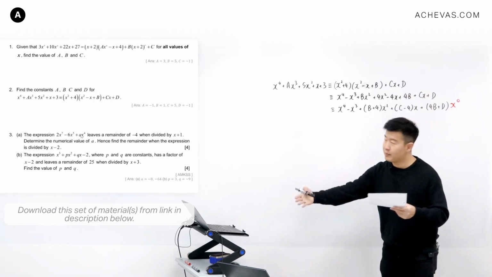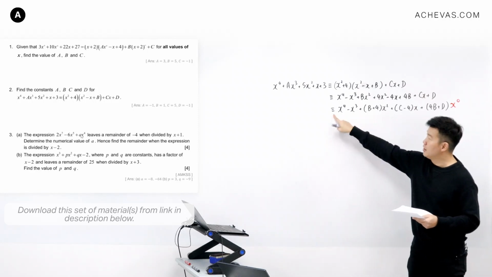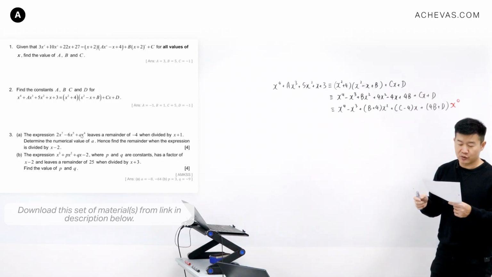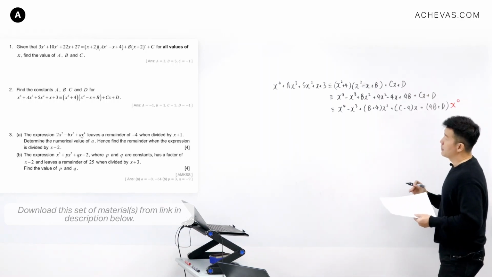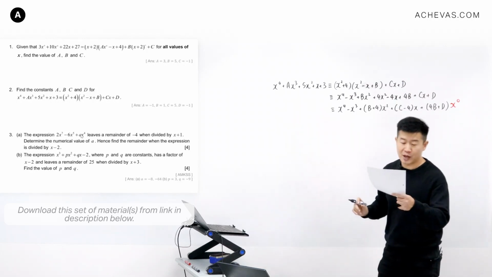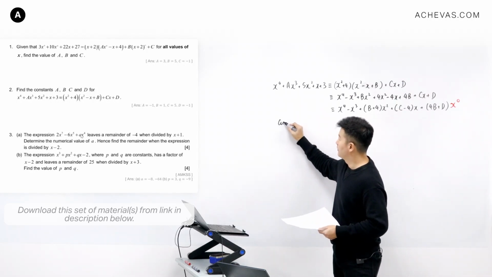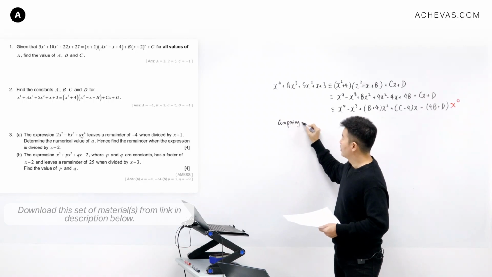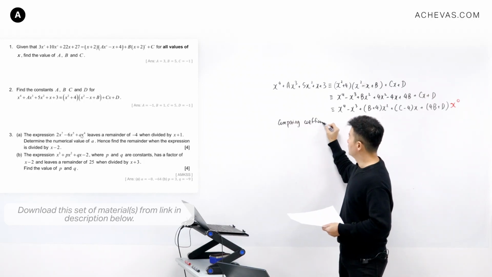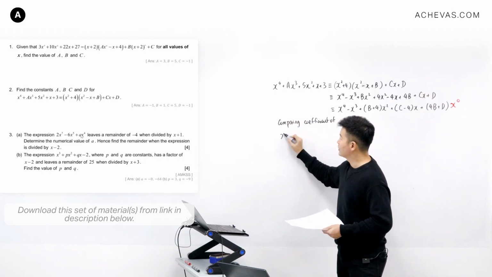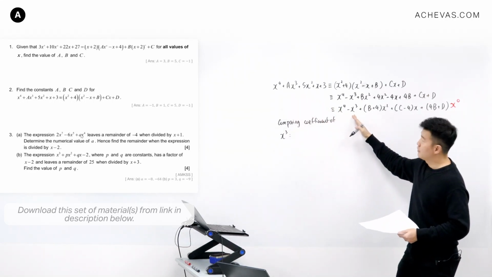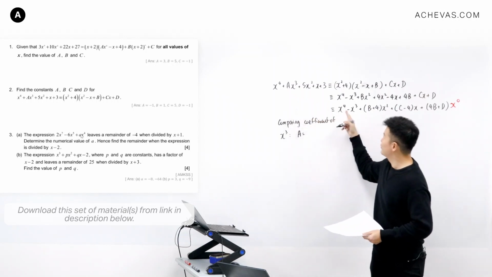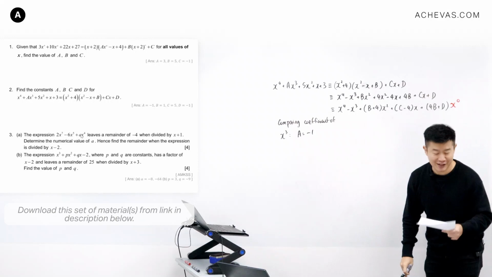Okay, so we have one polynomial to be equal to another polynomial for all values of x. We are going to try to solve for a, b, c, and d. So let's do a comparison of the coefficients. If I were to compare the coefficients of x to the power of 3, a is just simply equal to -1. Done. Okay, it is fast.